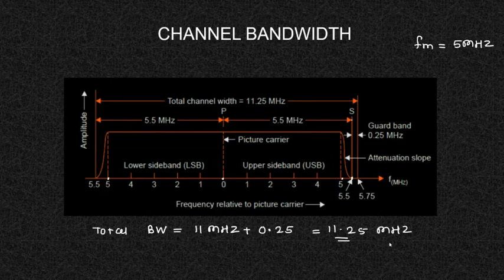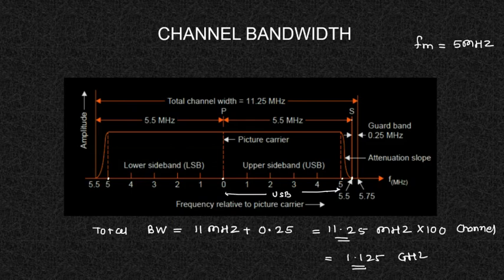So if I need 11.25 megahertz of bandwidth, it's a huge bandwidth. If I want to transmit 100 channels, I have to multiply this by 100. And if I calculate the total requirement, it will be 1.125 gigahertz, which is very high. So what we have already studied: your upper sideband and your lower sideband contain the same information. In amplitude modulation, the information in the upper sideband will be the same as in the lower sideband. So if we transmit only one sideband, that will be sufficient in this case.